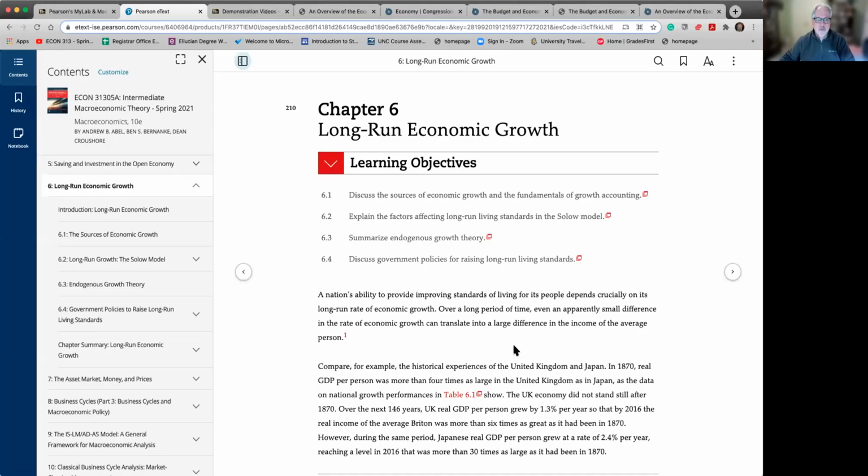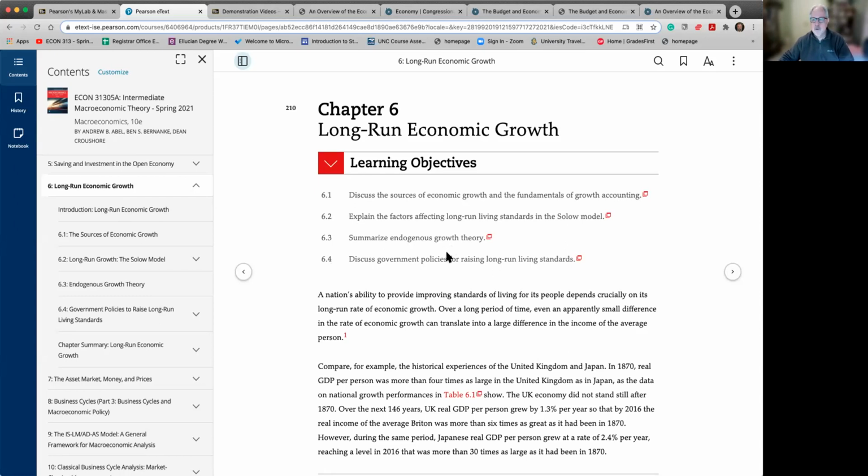In chapter 6, we're going to be focusing on the topic of economic growth and the factors that affect economic growth. So let me share my screen to show the textbook and the particular sections of chapter 6 that we're going to focus on in this chapter. So here is the textbook, the beginning of chapter 6, the introduction, and the learning outcomes.